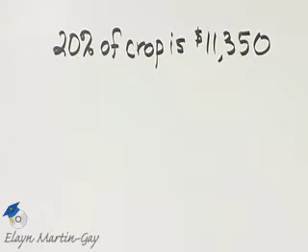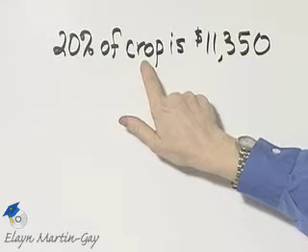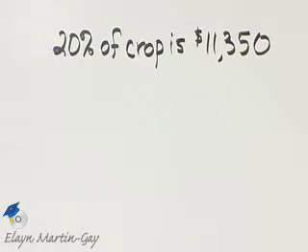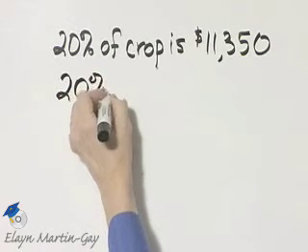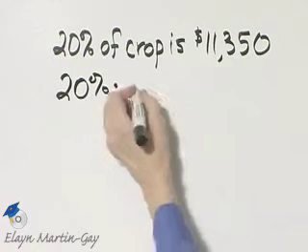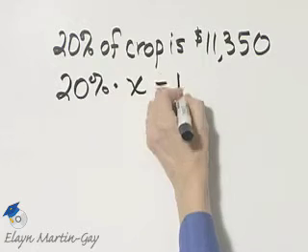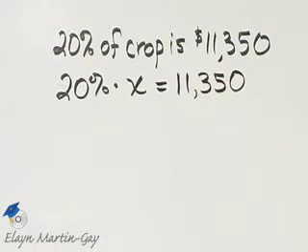Make sure you read and reread this problem, and it comes down to the fact that 20% of the potential crop is $11,350. Let's translate this to a percent equation. So that would be 20% of, and "of" means times, we'll let X be the potential crop because that's what we're looking for, is $11,350. I'll write down $11,350.